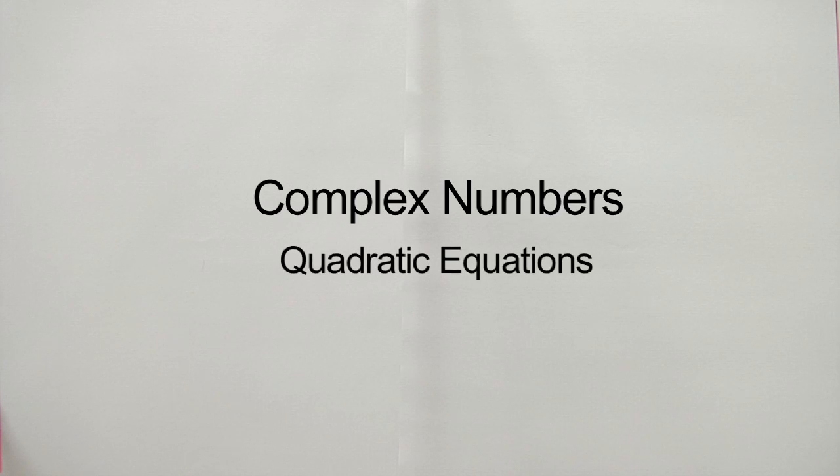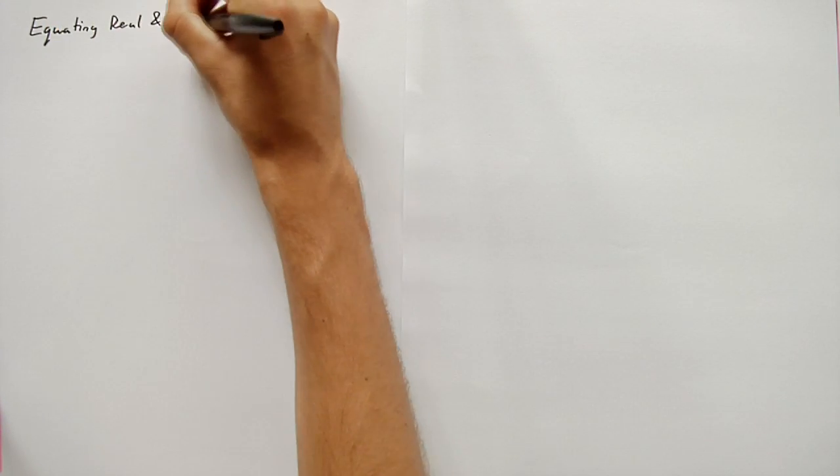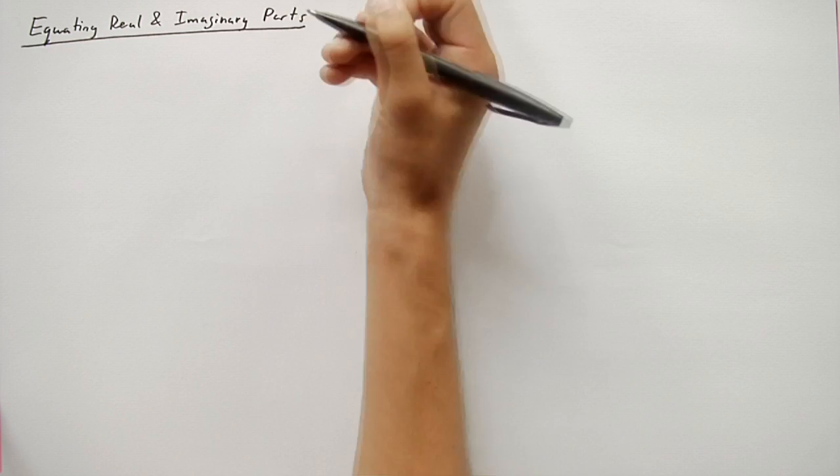Hey guys, so in this video we're going to be looking at complex numbers in quadratic equations, but before we do that there are two things that we've got to go through first. The first is called equating the real and imaginary parts of complex numbers. Now don't worry, it's a lot simpler than what it sounds like.